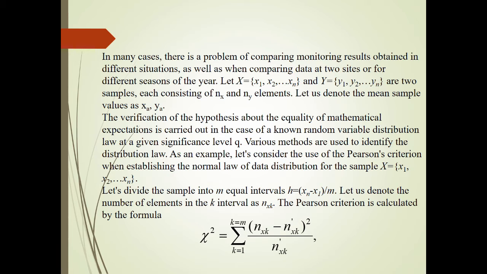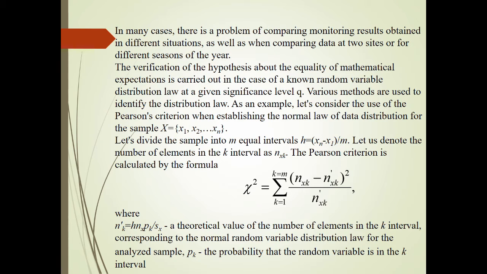As an example, let's consider the use of the Pearson's criterion when establishing the normal law of data distribution for the sample. Let's divide the sample into m equal intervals. Let us denote the number of elements in the k-th interval as nk. The Pearson criterion is calculated by the formula.